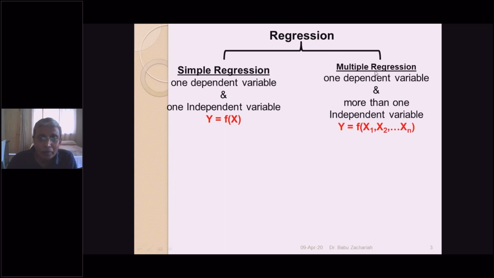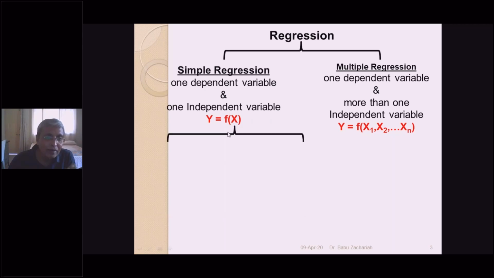Now, multiple regression: one dependent variable and more than one independent variable. Say here, you can look at this sketch. N variables are there, all are independent variables, and y is the dependent variable. So y is given as a function of independent variables. So this is called multiple regression, but the study of this will be more complicated. So we have not included it in our syllabus. Still, we go back to the simple regression.